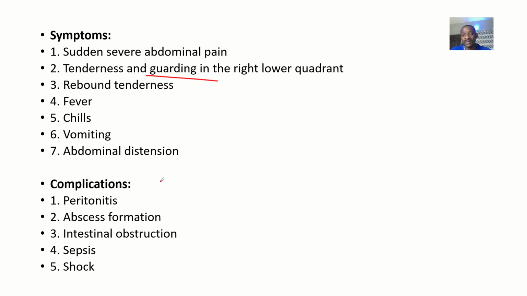What are the complications? Just like I was explaining, abdominal contents could come out and stay in the peritoneal cavity, leading to peritonitis. Then it could also lead to abscess formation, intestinal obstruction, sepsis, and shock.